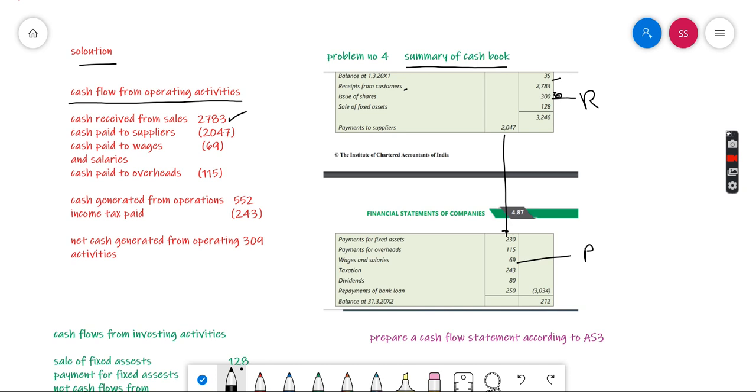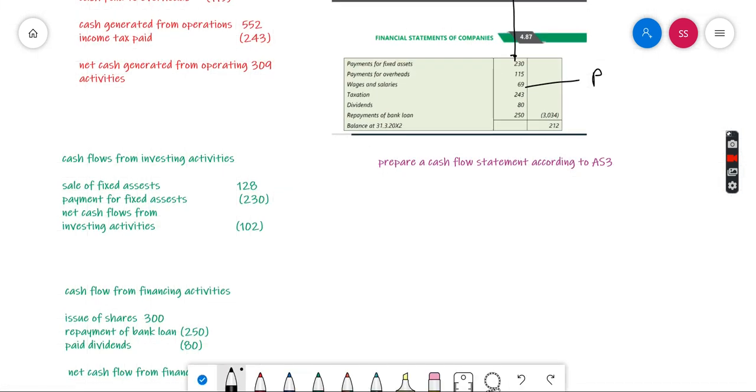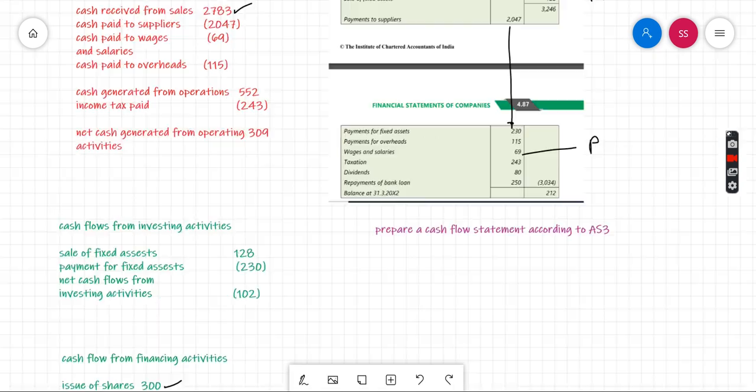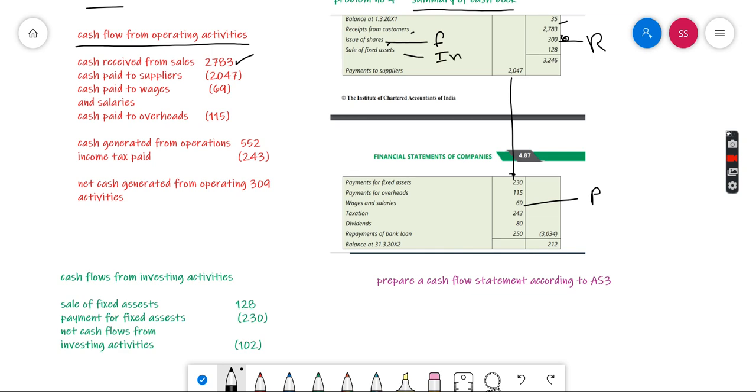And then issue of shares. So this is which activity? This is financing activity. So in financing activity, you will write issue of shares. This is cash coming in. Next one, sale of fixed assets. This is investing activity. I hope you have seen the first video, the basics video. Cash is coming in, 128.